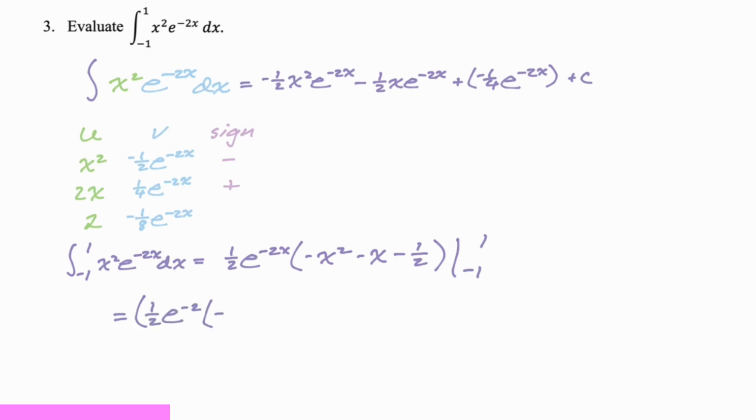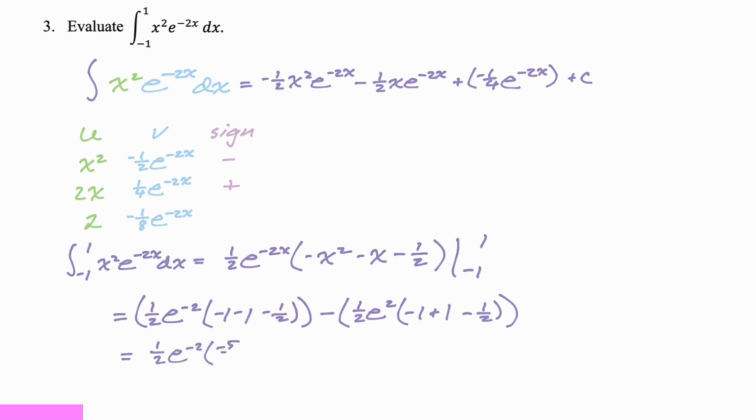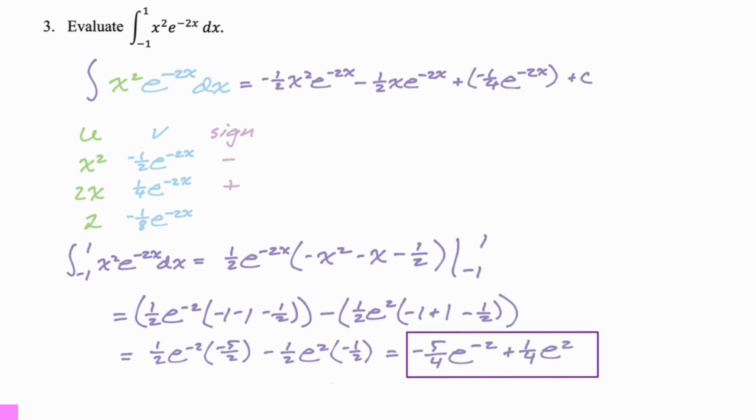We'll get 1/2 e to the -2nd, and then this is when we plug in 1. Get this, minus, plug in -1, you get 1/2 e to the +2nd, and then you get -1 + 1 -1/2. So that cleans up nicely. This answer is just gross. I mean, there's nothing really nice about it. 1/2 e to the -2nd, -5/2, and then minus 1/2 e to the 2nd times -1/2. So overall, we get -5/4 e to the -2nd plus 1/4 e to the +2nd. And that's the answer.